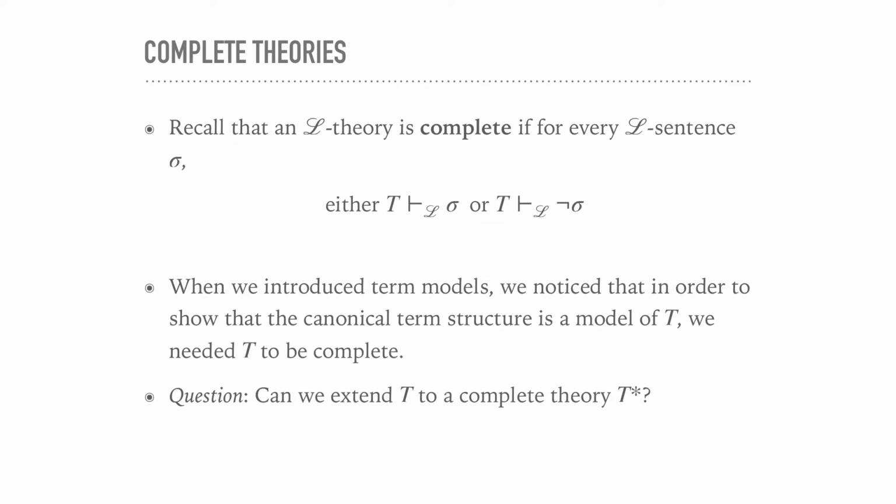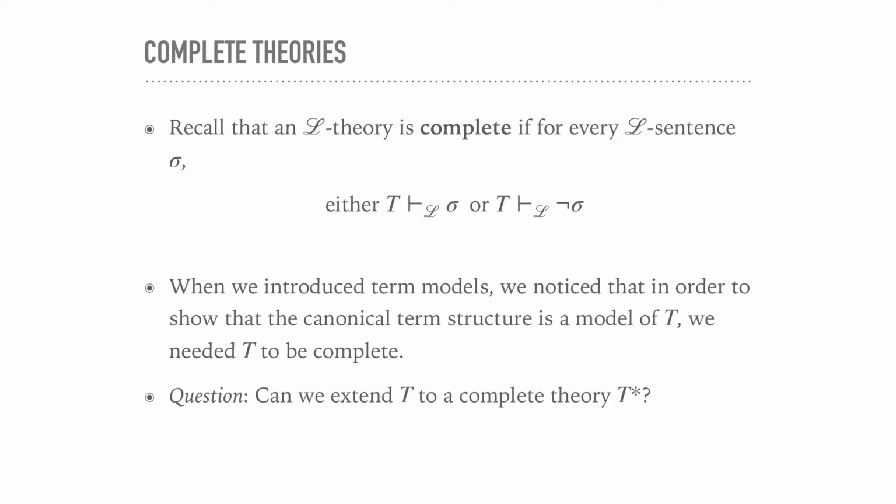First, recall that a theory is complete if for every sentence we have either that T proves sigma or it proves not sigma. This definition is a little bit different from the original one, where we also required that the theory is actually consistent. But subsequently, we saw that an inconsistent theory actually proves every formula. So if we have this exclusive or here, that automatically rules out inconsistency.